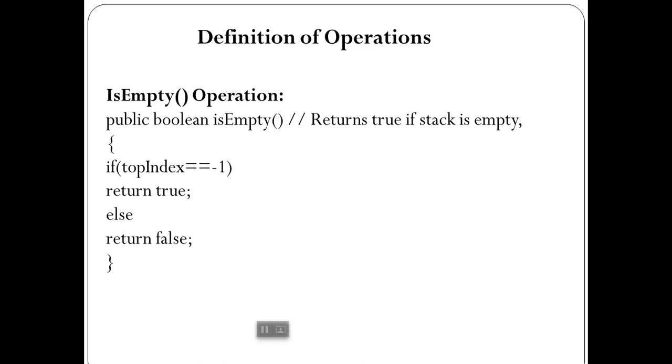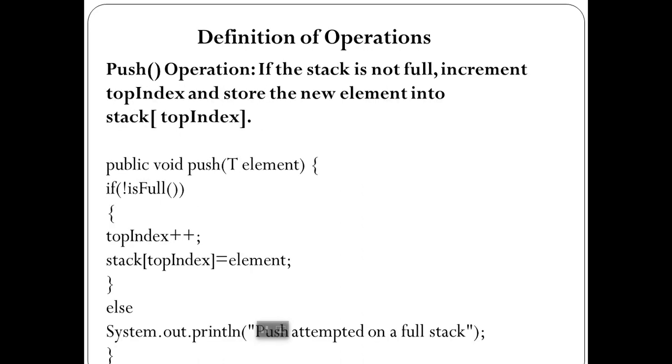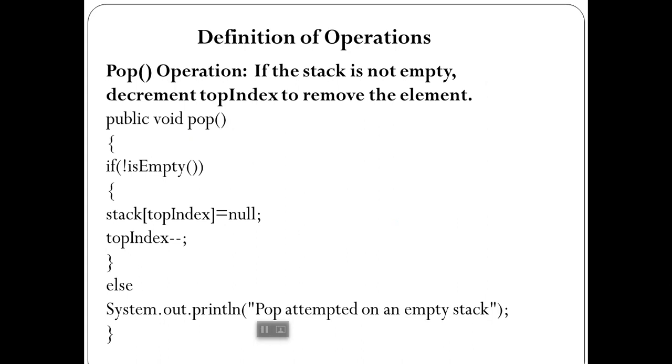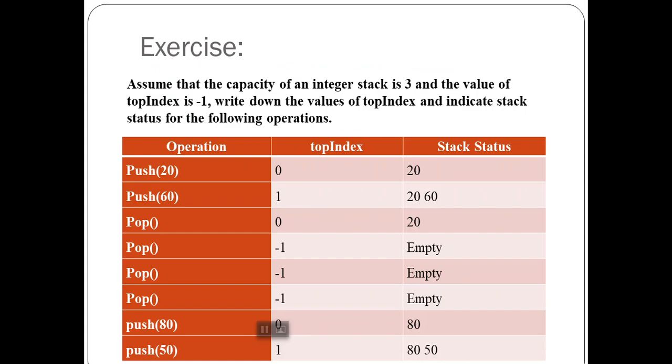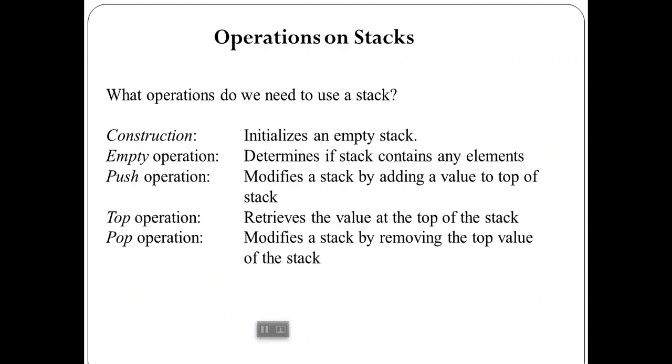If the value of top index is -1, we say that the stack is empty, and if the top index value is maximum -1, then the stack is full. We have another operation, push, to insert an element. If the stack is not full, simply increment the value of top index and store the new element into that top index position. For pop, if the stack is not empty, decrement the value of top index by 1 to remove that element. Understood? Hope everyone understood the concept of the stack data structure, the behavior.